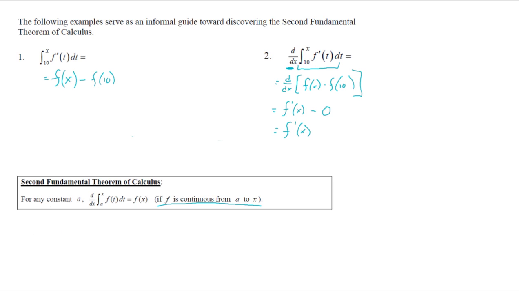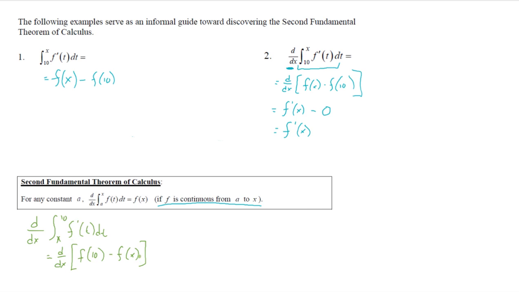Now you may be wondering, what happens if our variable is not in the top? What if it's in the bottom? So let's take a look at that. We've got the derivative of our integral going from x to 10, since we used 10 above, of f prime of t dt. I'm using the example we used in 1 and 2. The only difference is I'm switching the positions of the x and the 10. So remember the first fundamental theorem of calculus. We take the d dx, and the integral becomes f of 10 minus f of x.